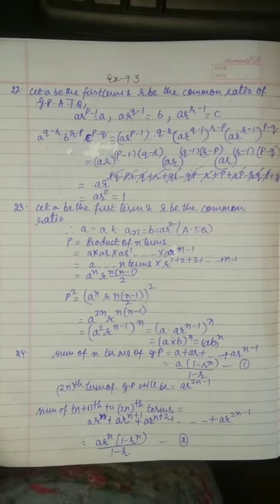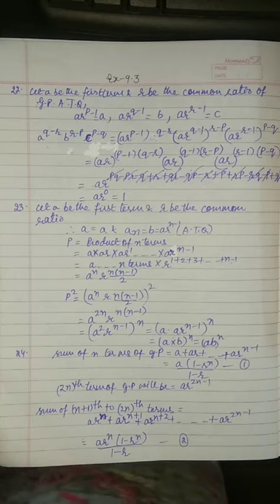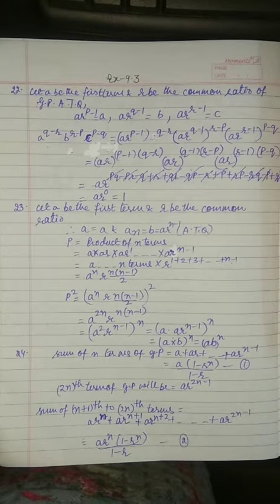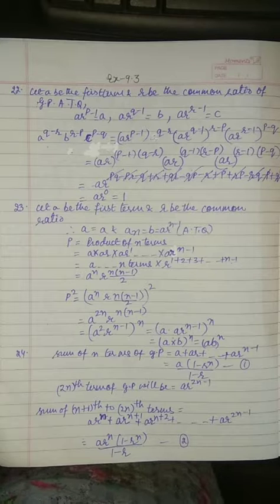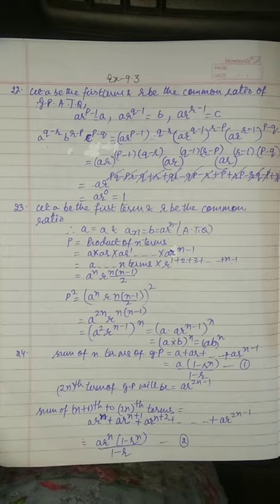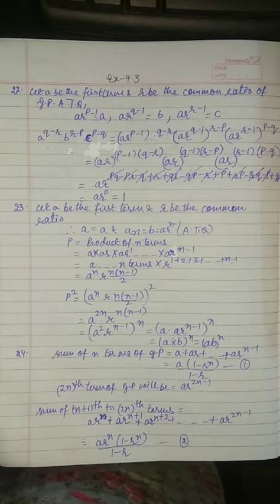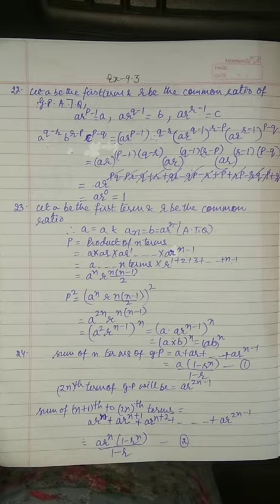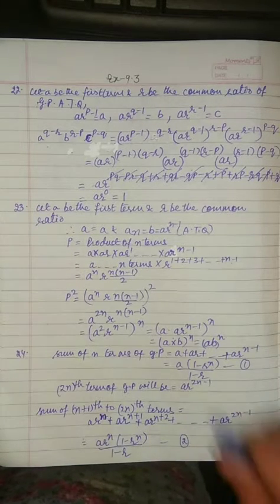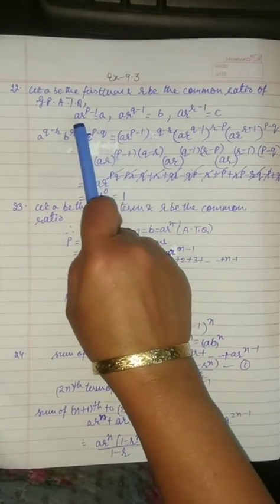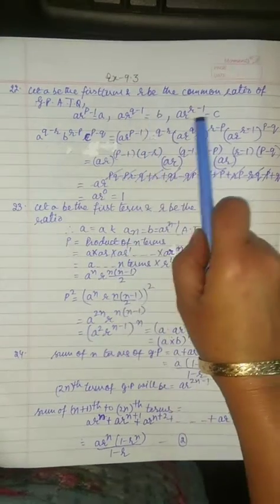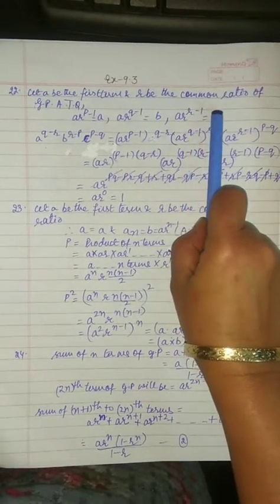Dear students, today I am going to start question number 22 from exercise 9.3. In this question, we are given to prove that A^(Q-R) · B^(R-P) · C^(P-Q) is equal to 1, where P, Q and R terms of GP are given as A, B and C respectively. So, A is equal to the Pth term, that is AR^(P-1), then B is equal to AR^(Q-1), and similarly C is equal to AR^(R-1).